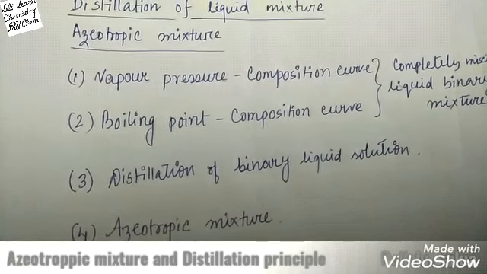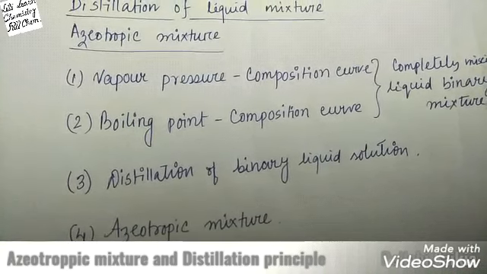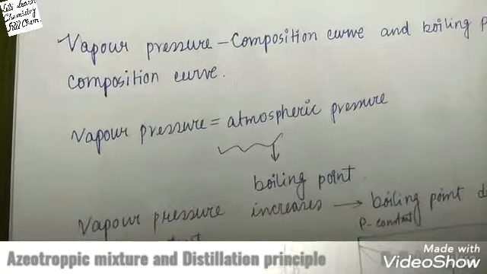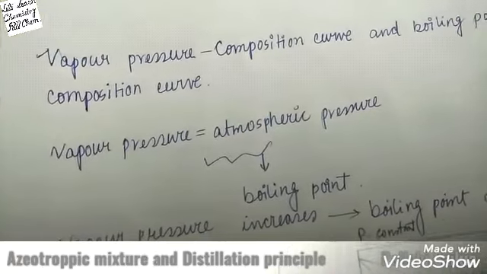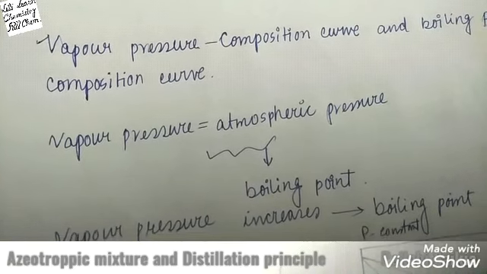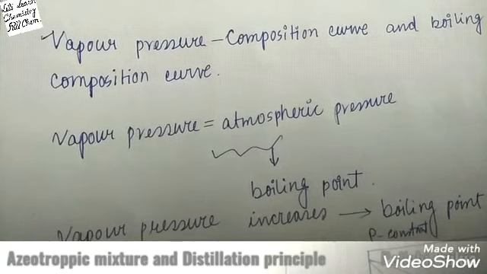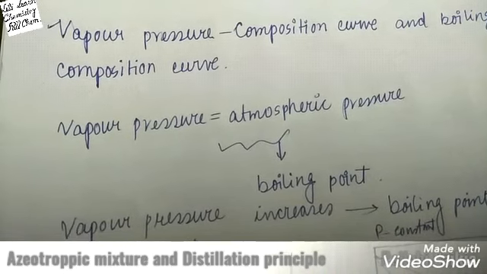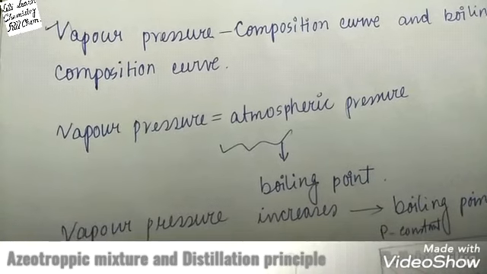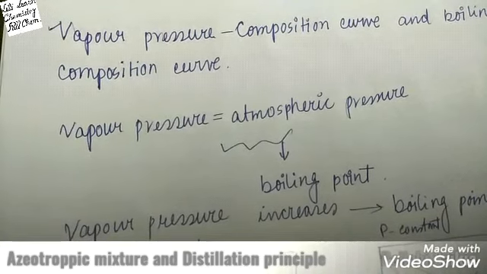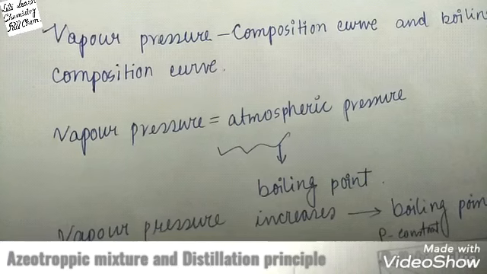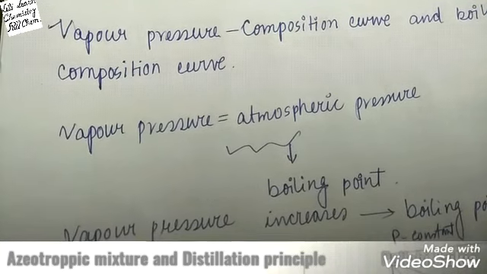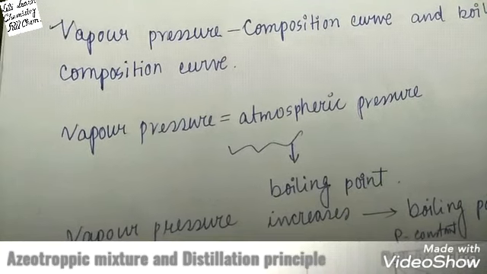So let's first start with vapor pressure composition curve and boiling point composition curve for completely miscible liquid binary mixture. Now, we know that if at a particular temperature the vapor pressure is equal to the atmospheric pressure, then it indicates the boiling point of the compound. So the boiling point of the compound is that temperature at which the vapor pressure is equal to the atmospheric pressure. Now, to draw a phase diagram, we need two variables. Either it may be pressure temperature, or pressure composition, or temperature composition.